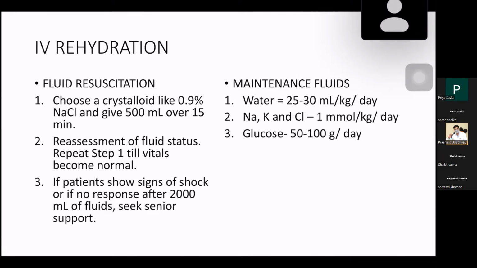So we keep giving these boluses and we keep checking. 500 ml of crystalloids over 15 to 30 minutes, we keep giving them and we keep checking them. And slowly the vitals will start to get normal.